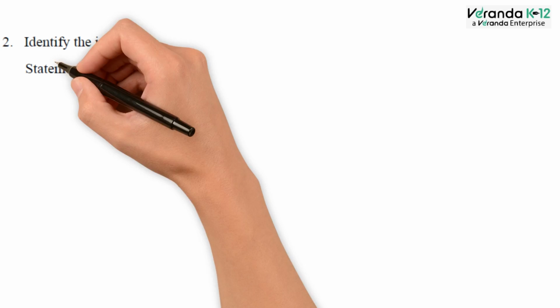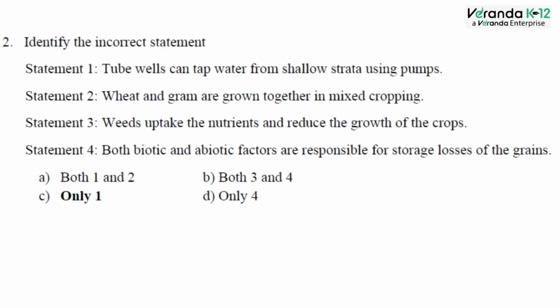And question number 2: identify the incorrect statement. Statement 1, tube wells can tap water from shallow strata using pumps. Statement 2, wheat and gram are grown together in mixed cropping. Statement 3, weeds uptake the nutrients and reduce the growth of the crops. Statement 4, both biotic and abiotic factors are responsible for storage losses of the grains. The options are A, both 1 and 2; B, both 3 and 4; C, only 1; D, only 4.